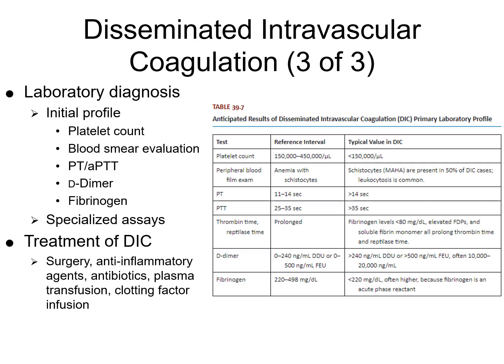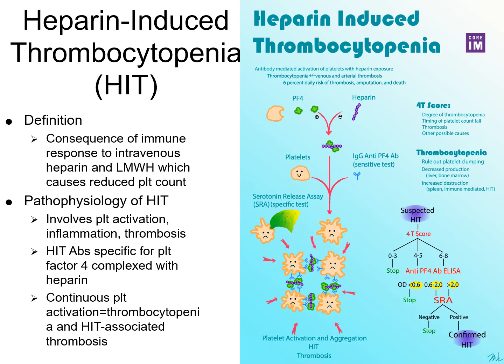So just a little side note, the treatment focuses on controlling the underlying condition and supporting coagulation balance, because there is really no specific antidote for DIC. All right, and then we move on to heparin-induced thrombocytopenia, or HIT. By definition, it is a complication arising from an immune-mediated reaction to intravenous heparin or low molecular weight heparin, leading to a significant drop in platelet count.